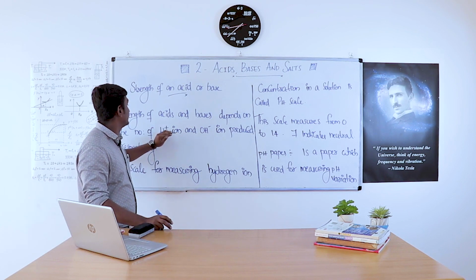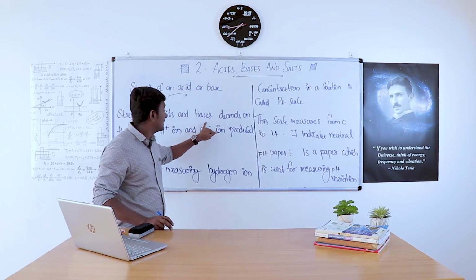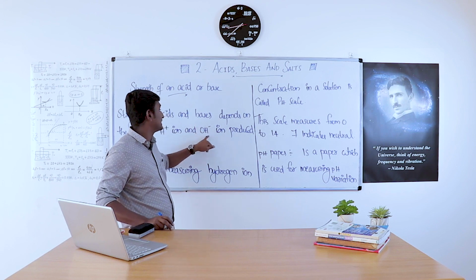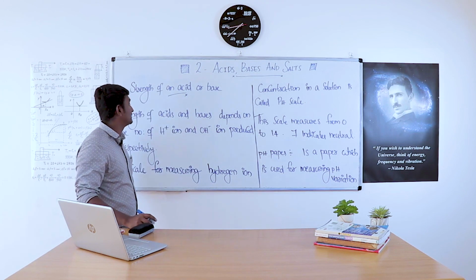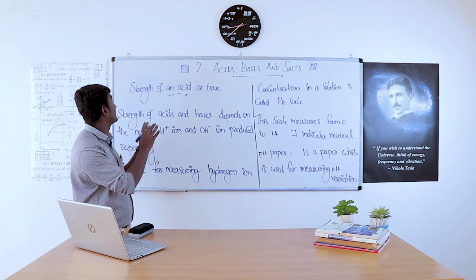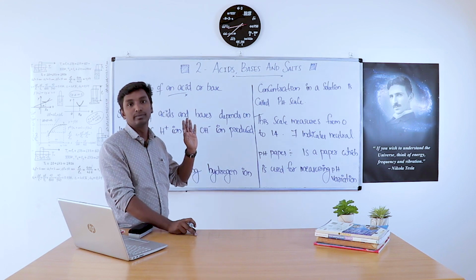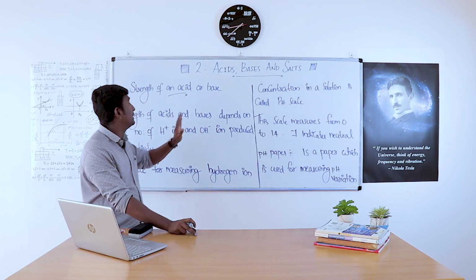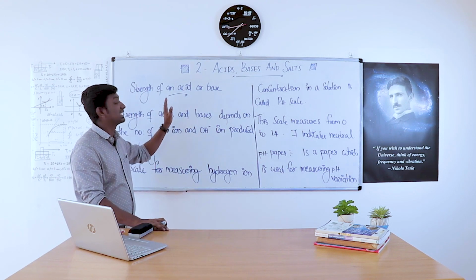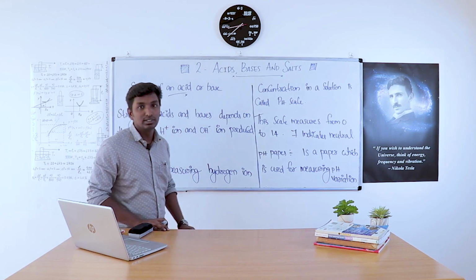That is, the concentration of H+ ion gives the strength of an acid, and the concentration of OH- ion gives the strength of the base. So the basic factor for the strength of an acid is the concentration of H+ ion. The basic factor for measuring the strength of a base is the concentration of OH- ion.